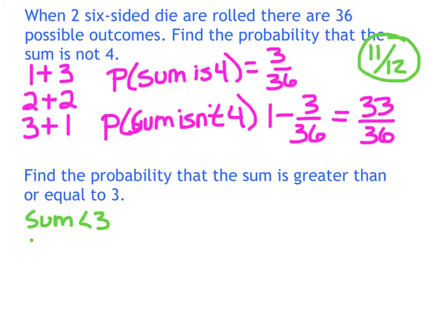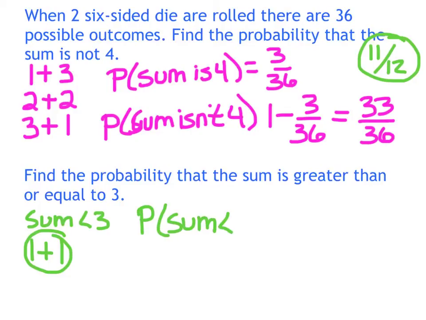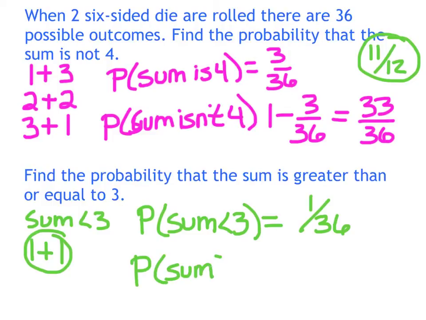And that's going to be 1 plus 1 is 2. 1 plus 2 is 3, so that won't work. 2 plus anything is going to be 3 or more, so only 1 plus 1. That's our only way. So the probability that the sum is less than 3 is 1 out of the 36. That means that our probability that the sum will be greater than or equal to 3 is the opposite of that. 1 minus 1 over 36, which is going to be 35 out of 36.